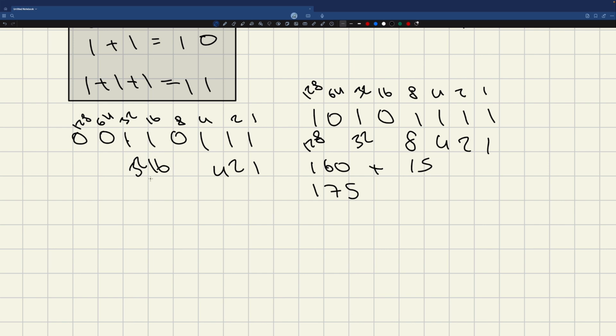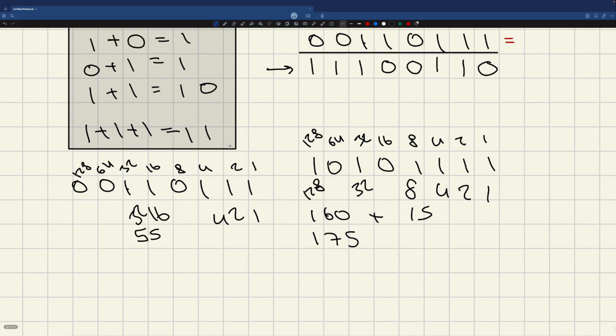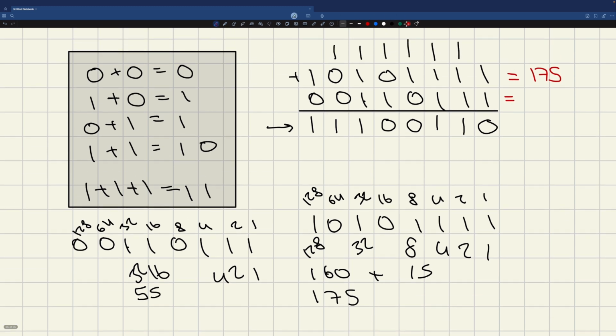Okay, so 32 plus 16 is 48. 48 plus 4 is 52. 52 plus 2 is 54. 54 plus 1 is 55. So all of this is 55. So we have 175 and 55, and the binary at the bottom that we got.